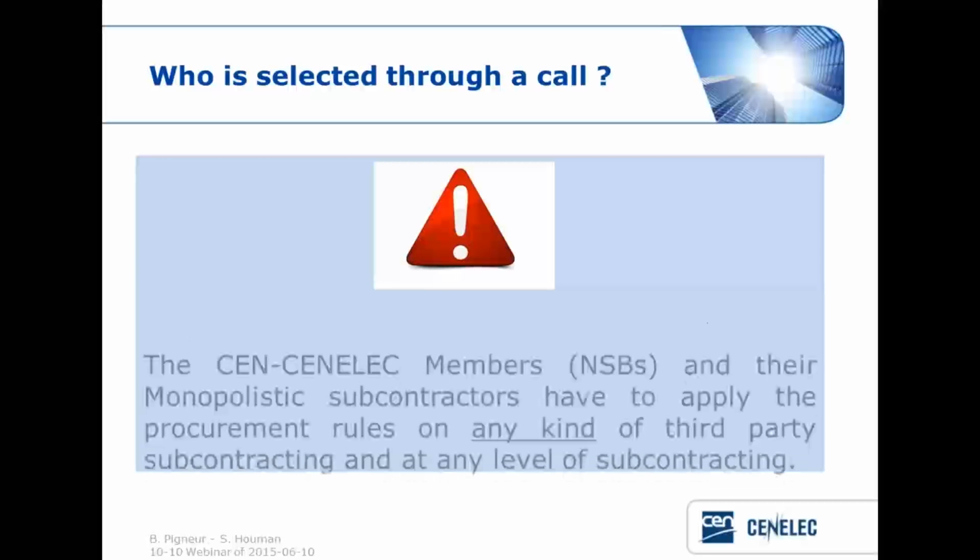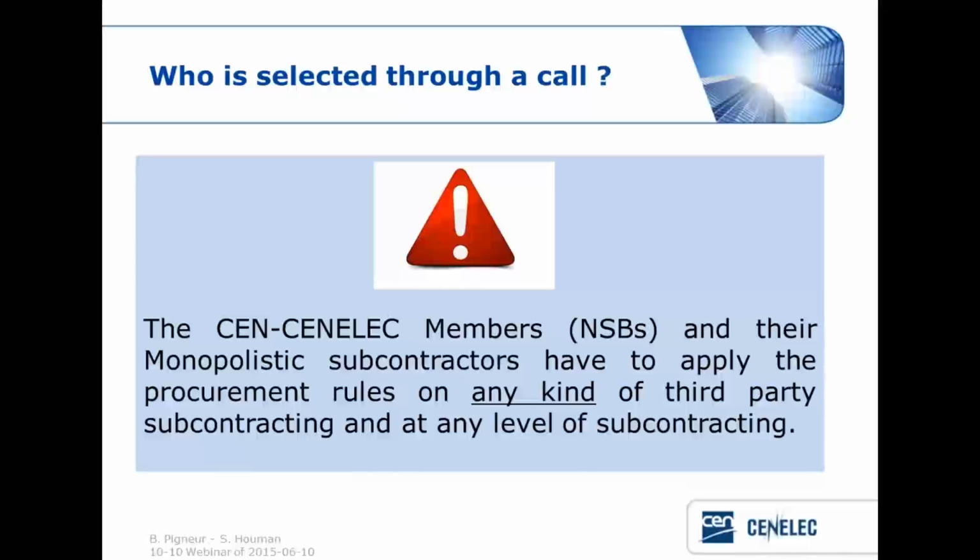So who is selected through a call? Before identifying the potential stakeholders, I would like to note that the CEN and CENELEC members and their monopolistic subcontractors do not have to go through a call to join a project, because as the project is between the Commission and the CEN and CENELEC, it is obvious that the CEN and CENELEC members and their monopolistic subcontractors have direct access to the project. But they have to apply the rules for the selection of third parties at any level of the subcontracting.